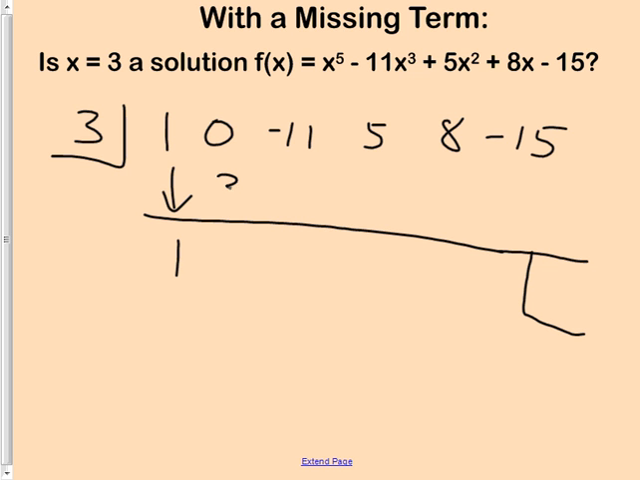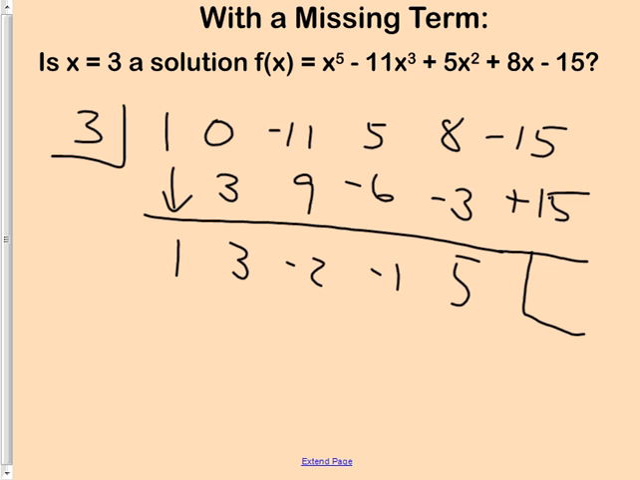1, 2, 3 is 3. Add them, multiply them. Add them, multiply them. Yay, it worked. So final answer.